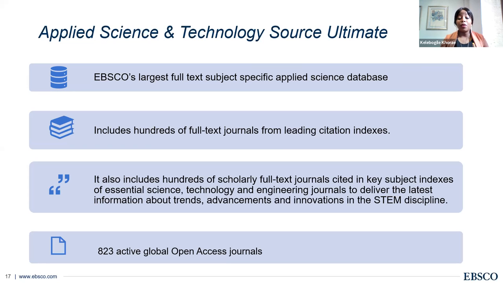This is quite vital because then it allows the users to get relevant information in terms of trends or looking at innovations or advancements in technology, what is new in the market, things like that. In terms of the count of active open access journals, in this particular database, we have just over 800 journals.